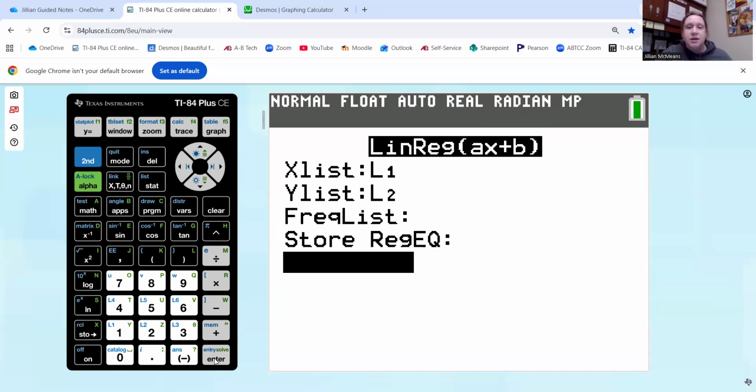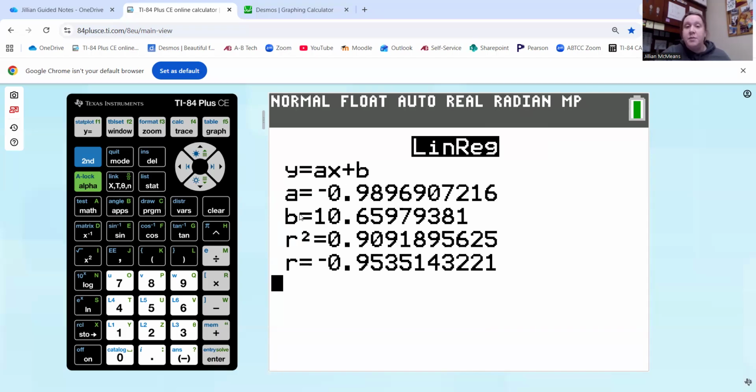Keep hitting enter until it calculates. And remember, for now, don't worry about anything except R. In this case, we got R of negative 0.95. Okay, now let's look at the scatter plot to see if that seems reasonable.